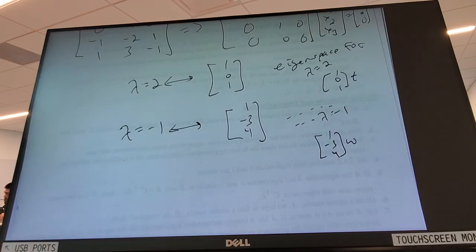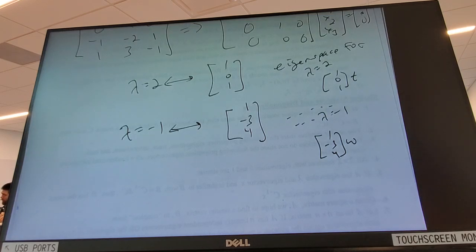Everybody with me? An eigenspace only exists for a specific eigenvalue. How big do you think the eigenspace for lambda equals 2 should be? 2, because there's a multiplicity of 2. In order to do something we're about to get into, it should be 2.